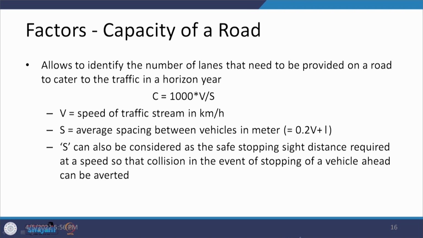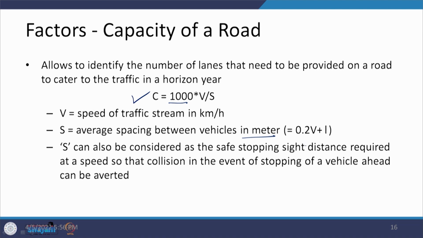Now, when you want to compute the value, this can be done using this formula: C equals 1000 into V divided by S, where V is the speed of the traffic stream in kilometers per hour, where 1000 converts it into meters, and S is the average spacing between vehicles in meters. That is how you get the vehicles per hour on a particular lane.